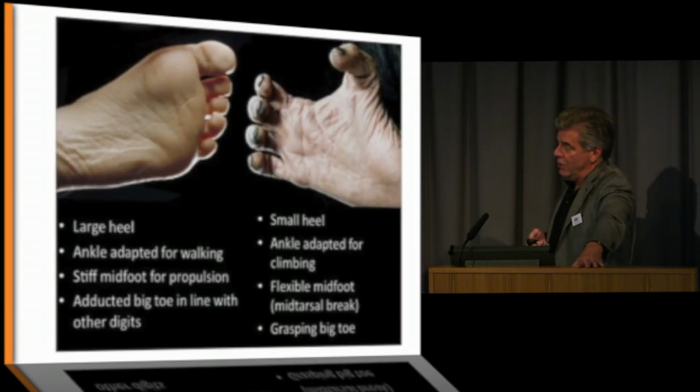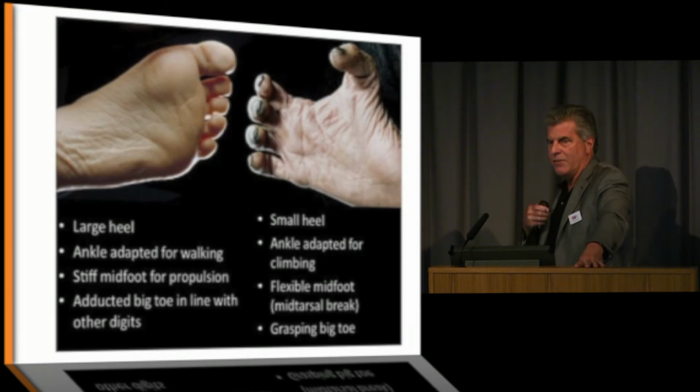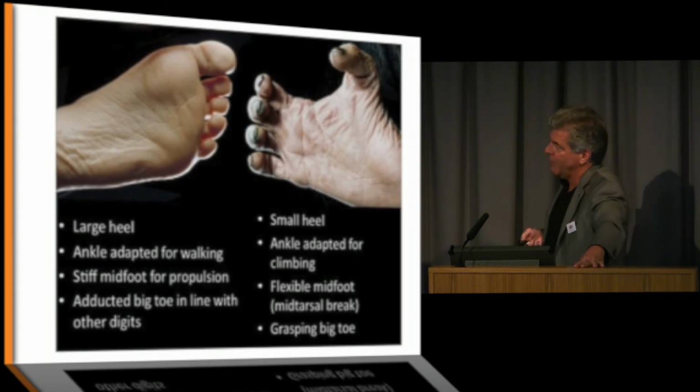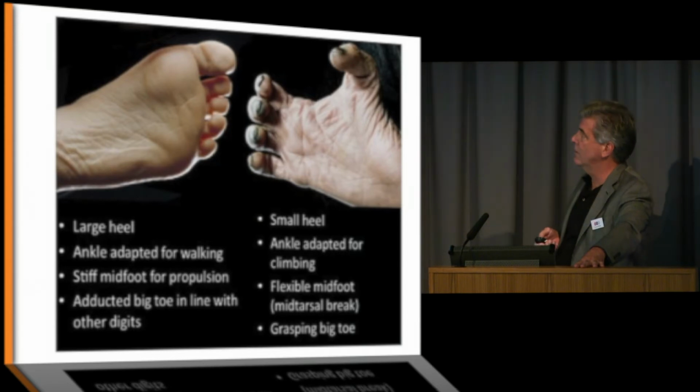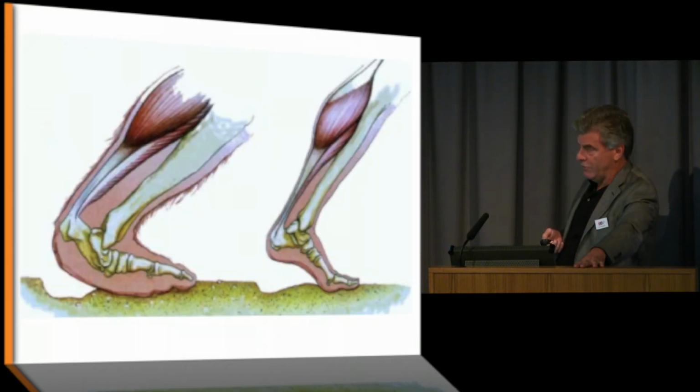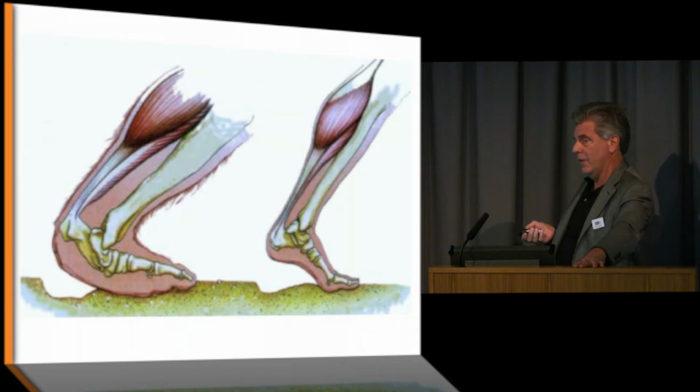So on the left is a human foot: large heel bone, the ankle's adapted for walking. It has a stiff midfoot, a stable mid-tarsal joint for propulsion. And of course, the hallux is brought into adduction to provide a weight-bearing beam. The right-hand picture is a chimpanzee foot: small heel bone, more adapted for climbing, very flexible midfoot, and a grasping hallux. So this is the difference between the primate, particularly the chimpanzee foot at mid-stance, versus the human, and the efficiency gained by the arch configuration providing a stable lever for propulsion.